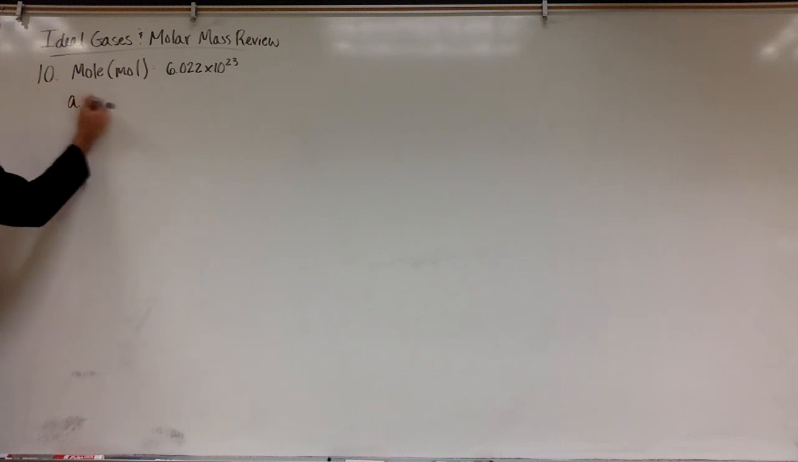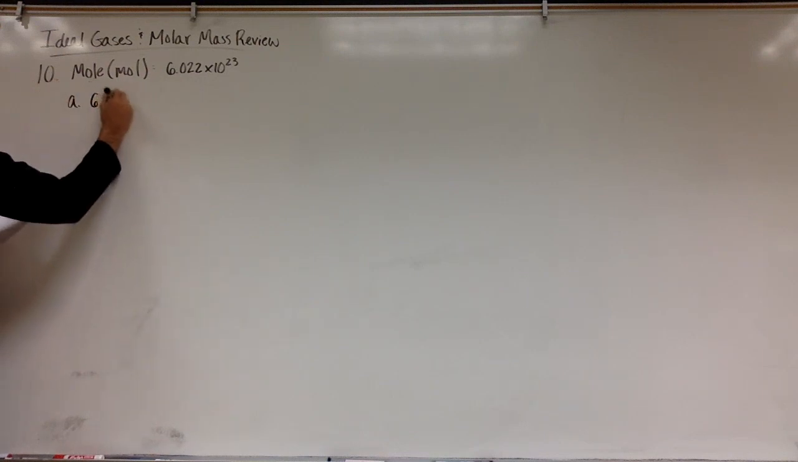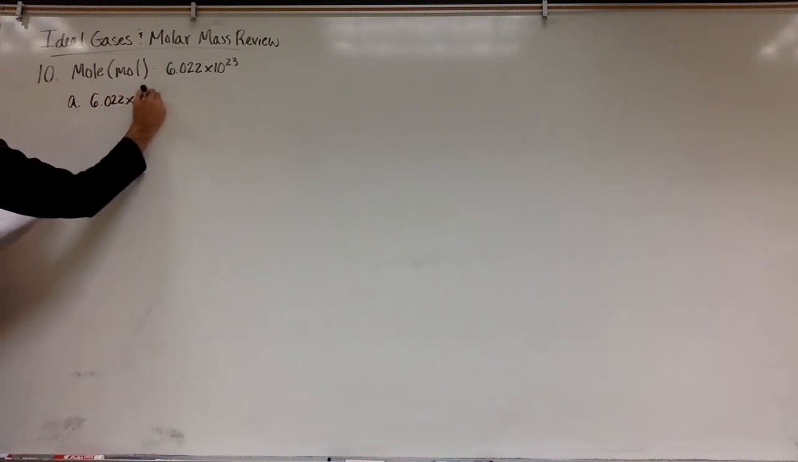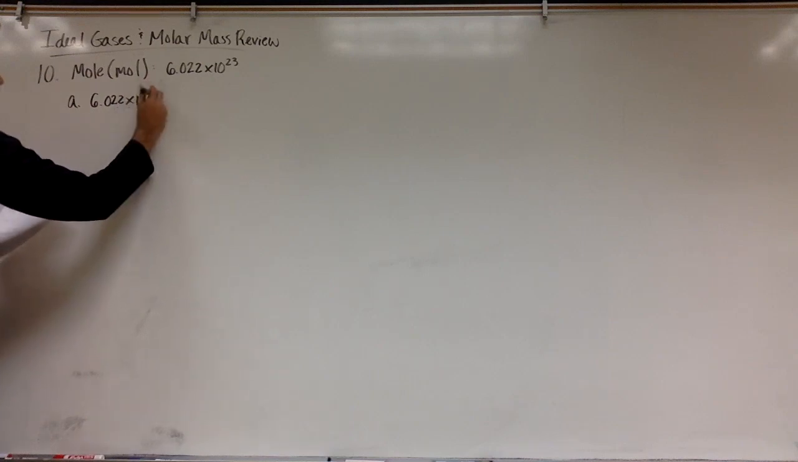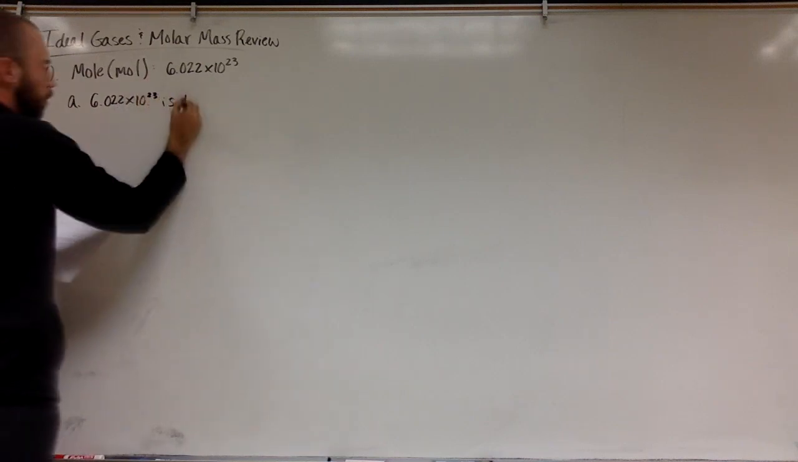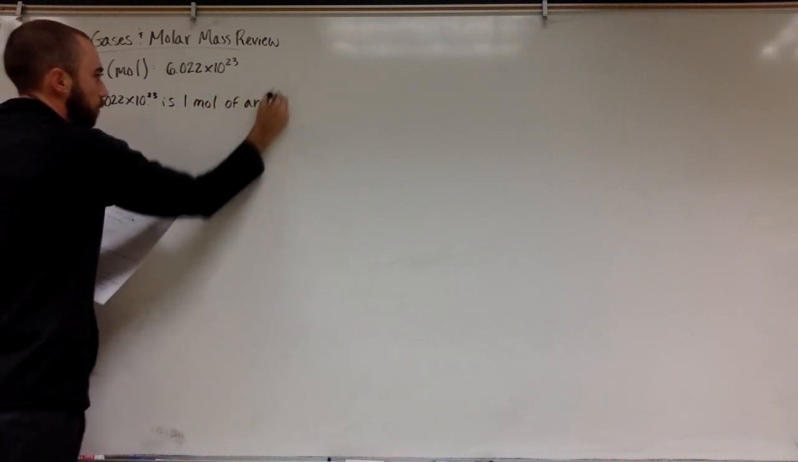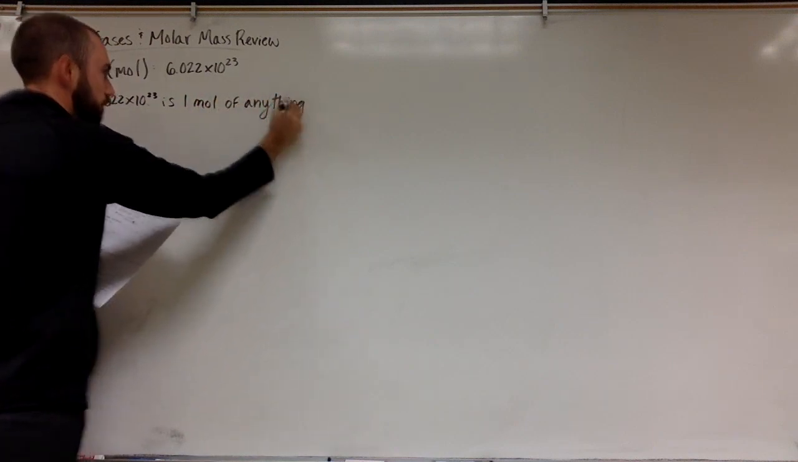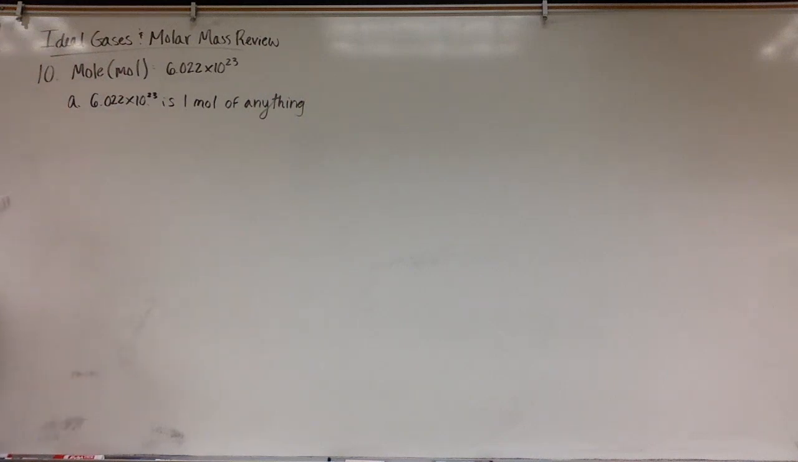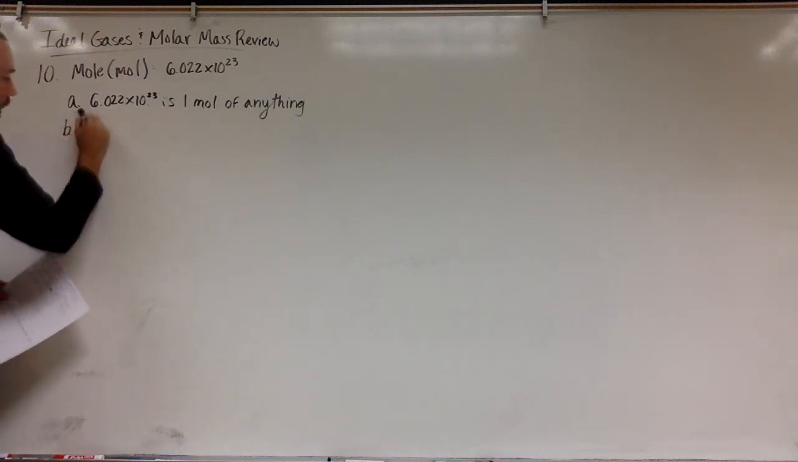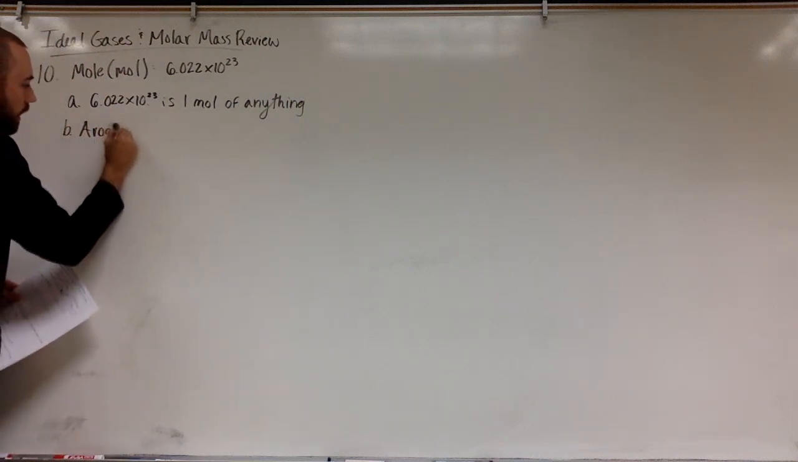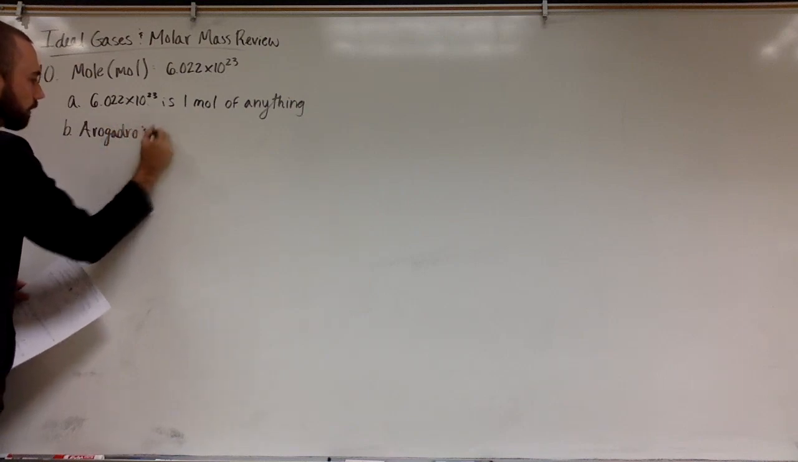So, 6.022 times 10 to the 23rd is 1 mole of anything. Doesn't matter what it is. If you have that many of it, it's a mole, kind of like a dozen. We call it Avogadro's number.